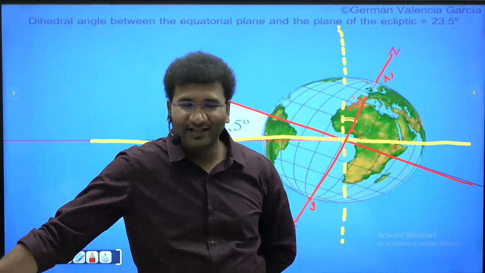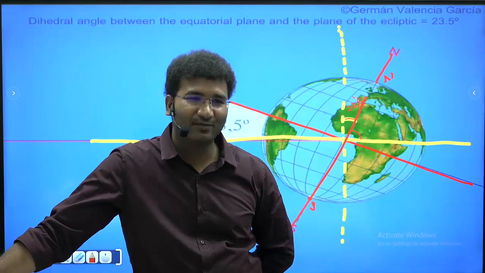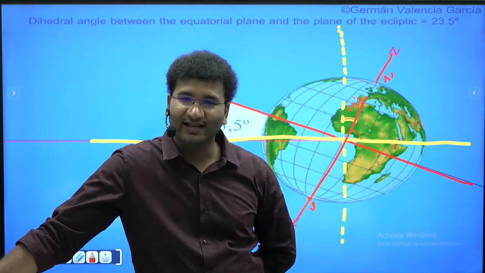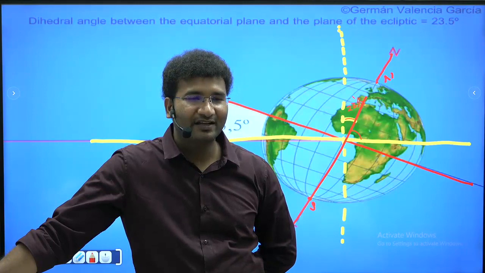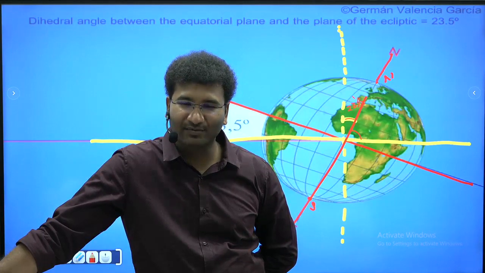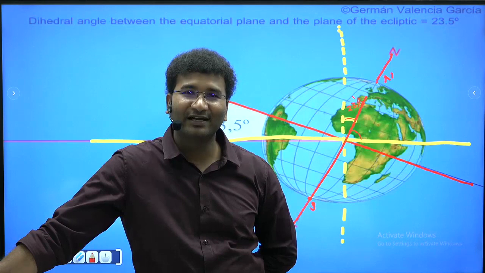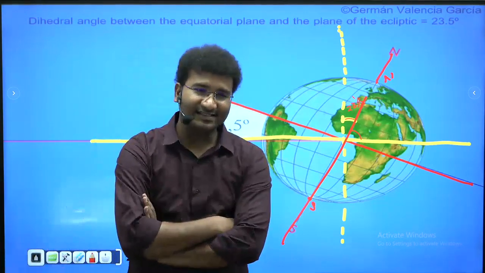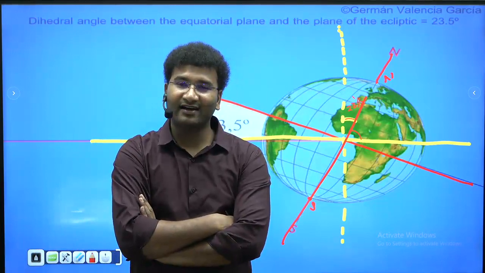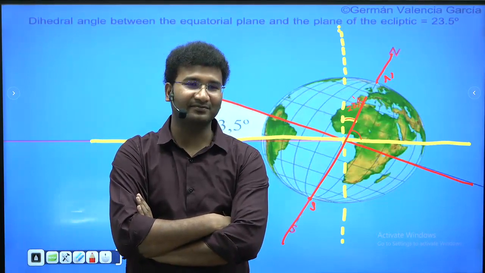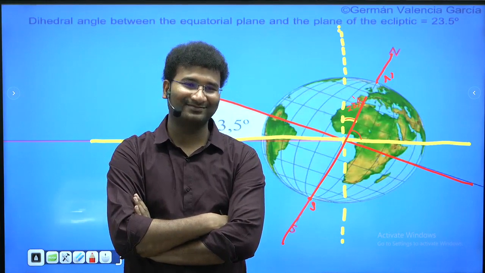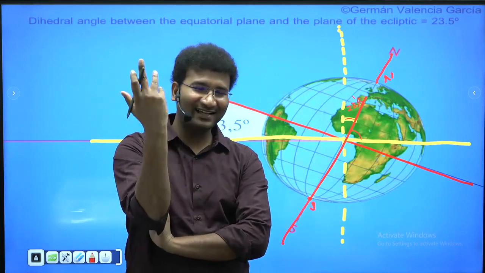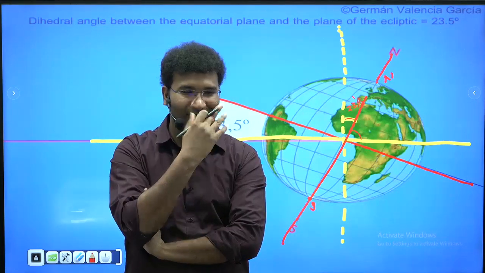axis is 23.5 degrees tilted from its orbital plane. Is the statement right? Earth axis is tilted 23.5 degrees from its orbital plane. Is the statement correct or wrong? Let me repeat it. Earth's axis is tilted 23.5 degrees from its orbital plane. You said so confidently, right. Confidently you will get 0.66 marks negative.